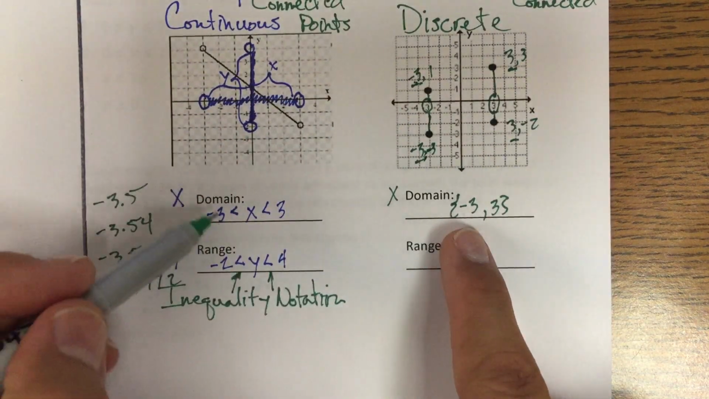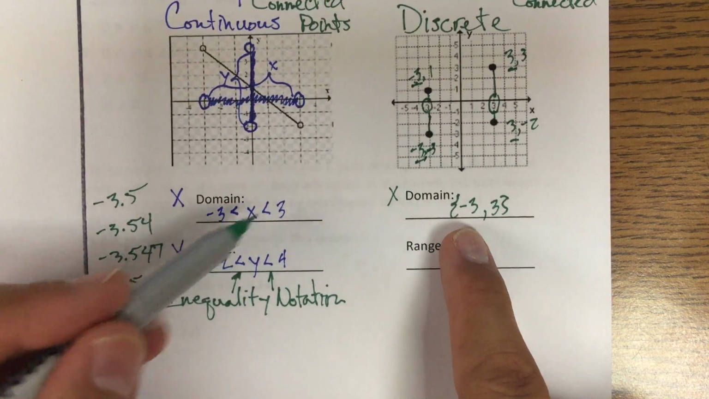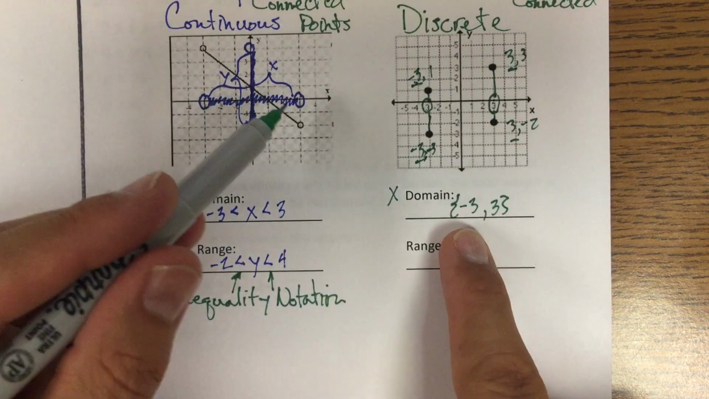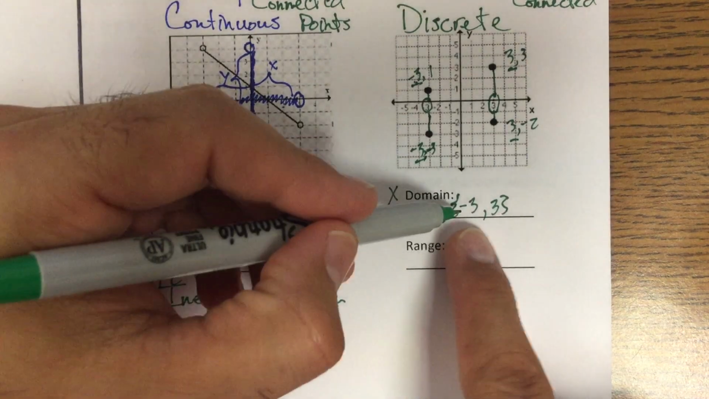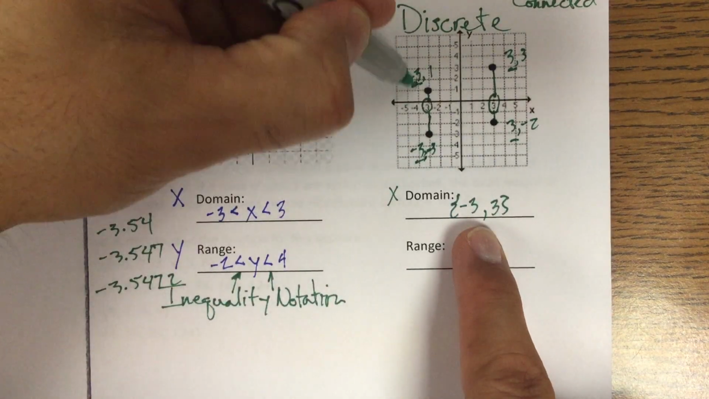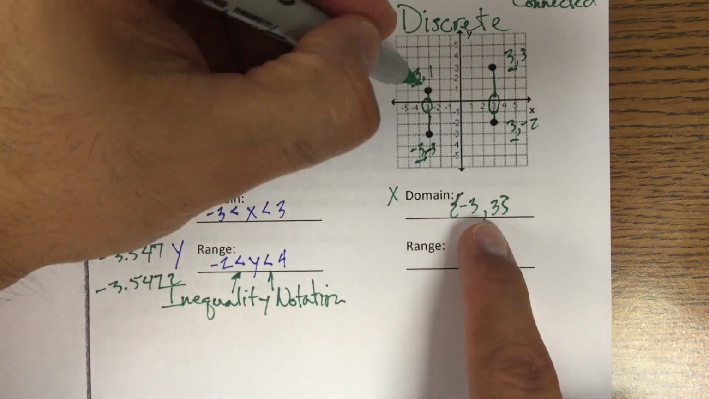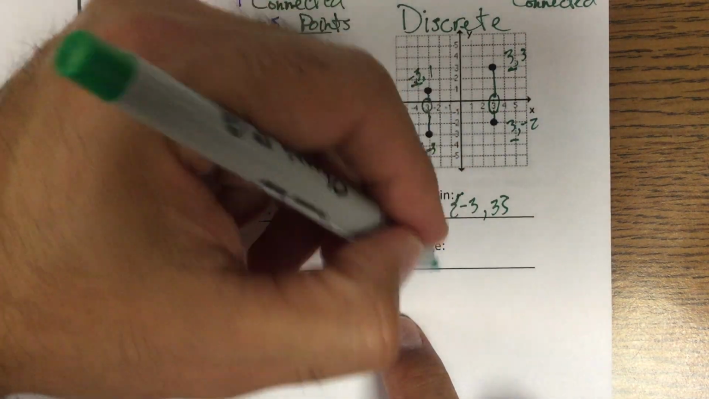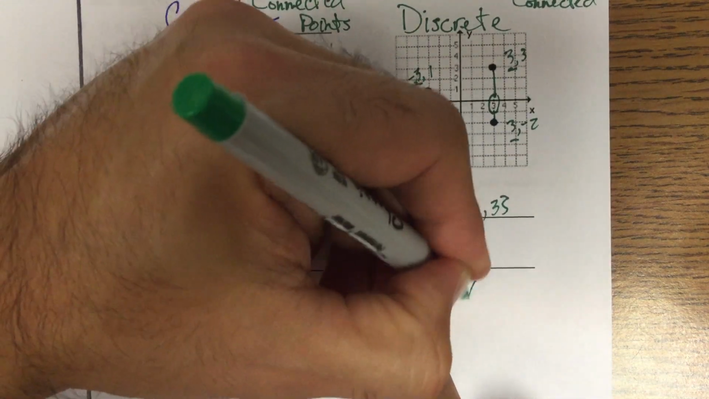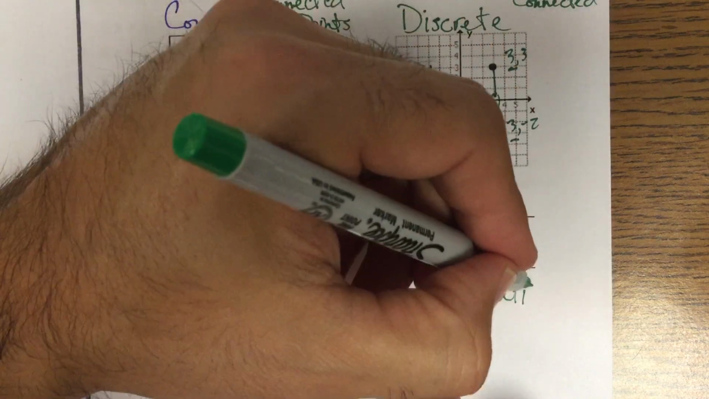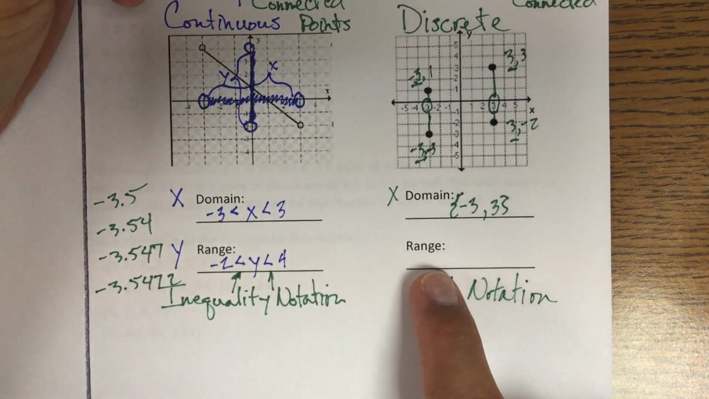So instead of trying to figure out all of the decimals and all the little small points on this line, I'm only worried about -3 and +3. So I write a list of these two values. And this is called set notation because I'm writing a set, a list of numbers. And I'm going to do the same thing for the range.